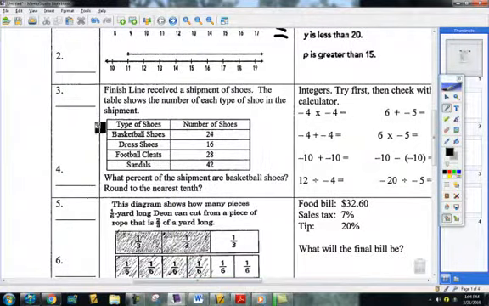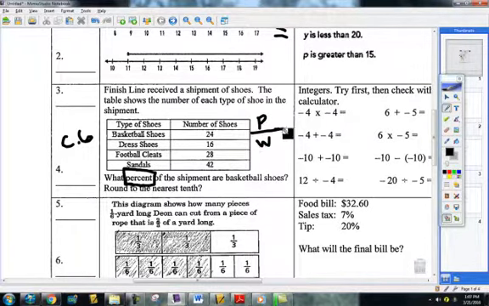Okay, number 3. This was a percent question. This is actually chapter 6, the percent chapter. This was actually a test question. So you have to figure out what part of the shipment is basketball shoes. You've got to think about this as a part to whole ratio. The part is representing the basketball shoes. The whole, since it wants to know what percent of the shipment, would mean the entire shipment.